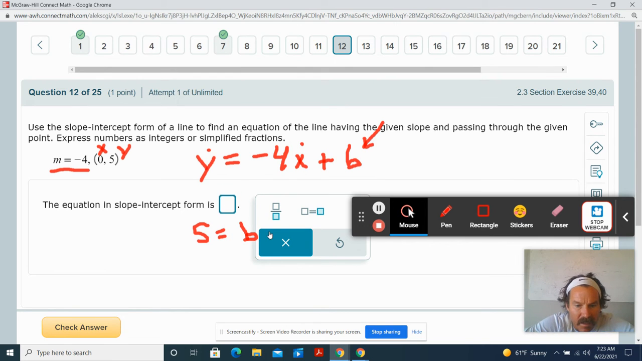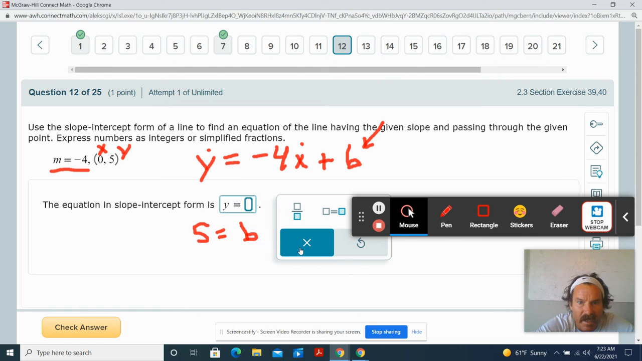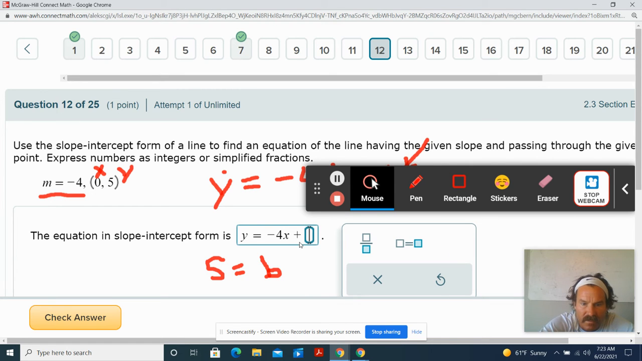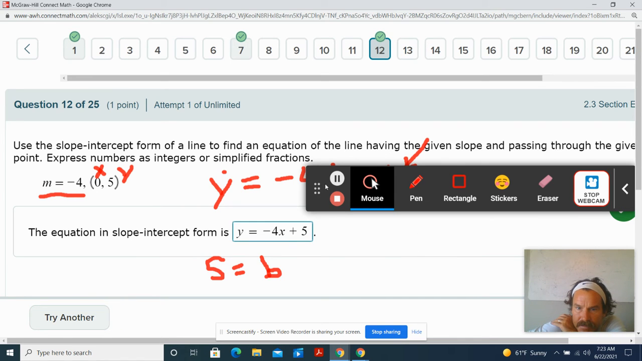Y equals -4x. Now you know that b is equal to 5. So it's a positive 5. So you got to put plus 5. Check our answer. Okay.